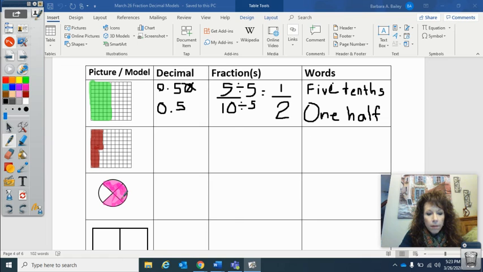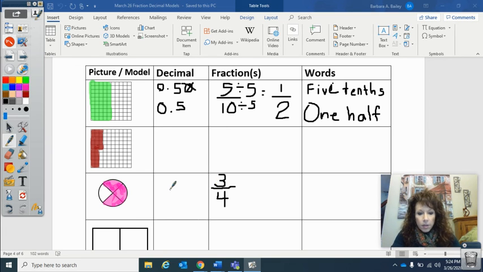Okay, so I've got this circle divided into 4 parts. So I know as far as fractions, my denominator is going to be 4. So I'm going to start with my fraction and kind of skip my decimal here for a second. I've shaded 1, 2, 3 parts out of 4. So that's my numerator, 3 out of 4, or we can call that 3/4.